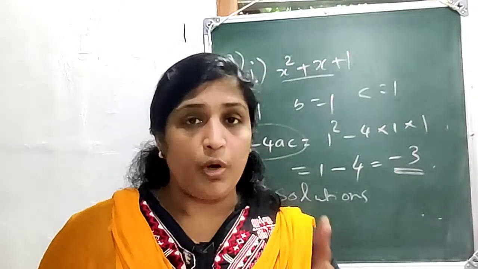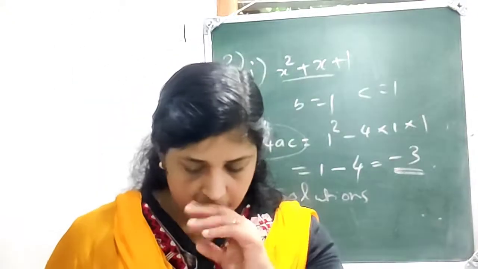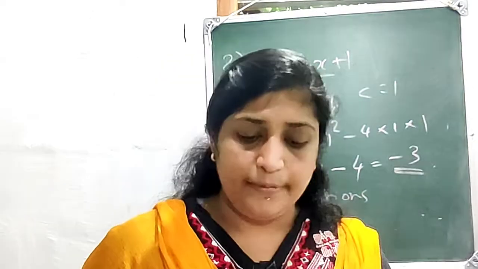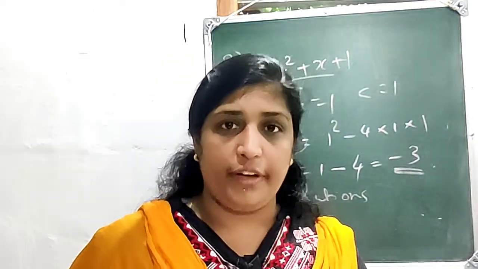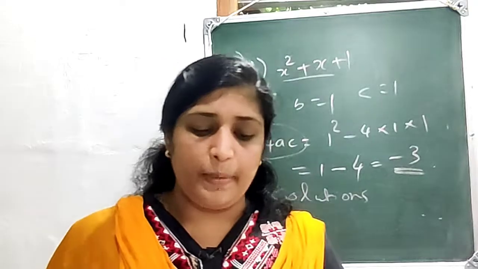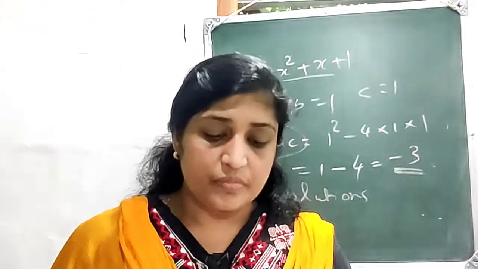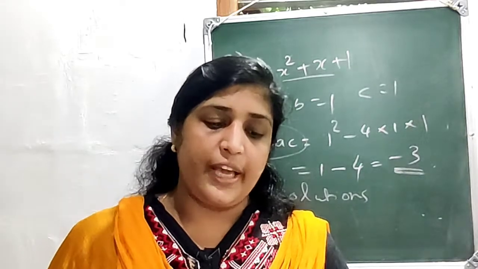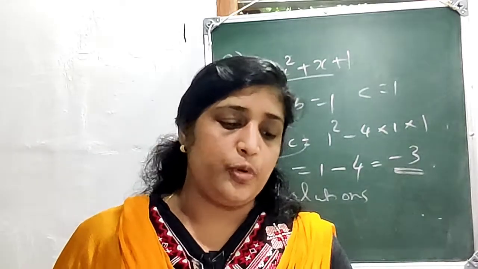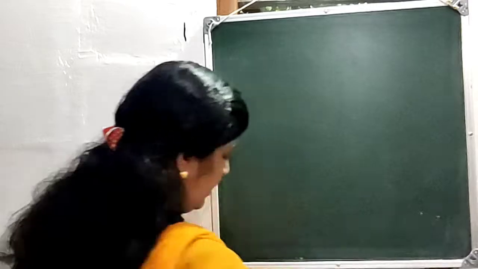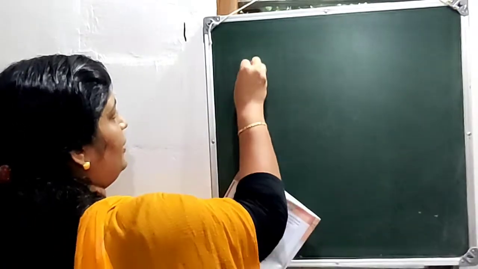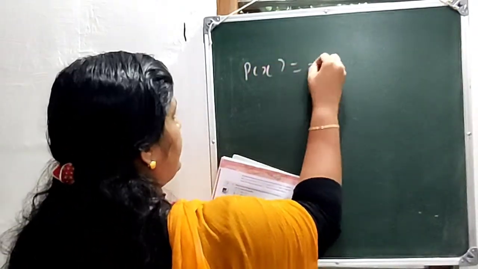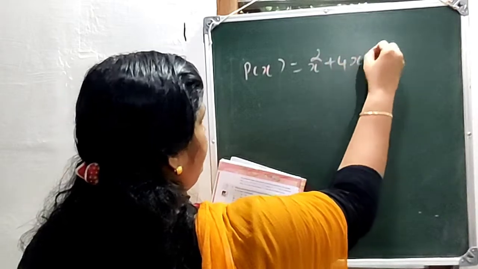Okay, and one more question is there. That is the last question. In the polynomial p of x is equal to x square plus 4x plus k, up to what number can we take as k so that p of x can be factorized as the product of two first degree polynomials? Okay, this is our polynomial, p of x is equal to x square plus 4x plus k.